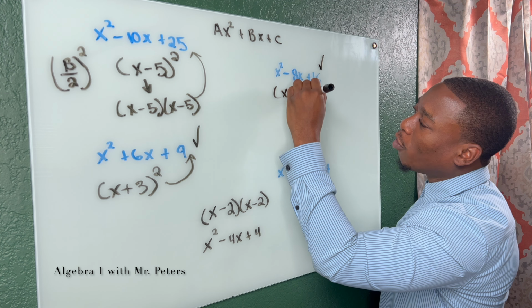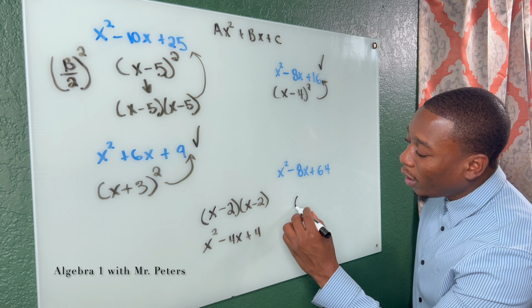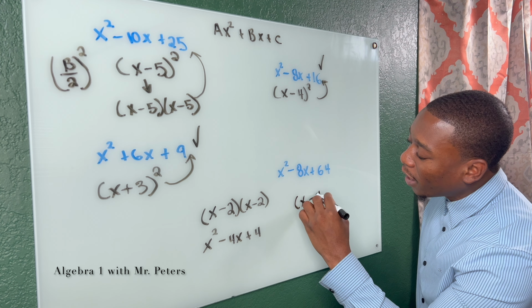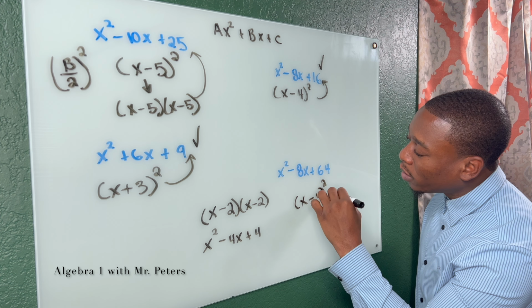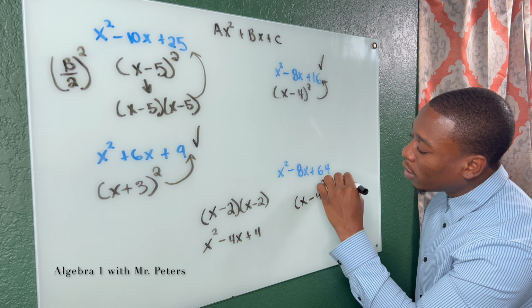Now, in our last example, we know that this is not a perfect square trinomial. Why? Because half of 8 is 4, and when you square 4, it's going to be 16. So there's no way that we could take x minus 4 and square it to get this trinomial. Now that we understand what is a perfect square trinomial, let's go into how to solve.